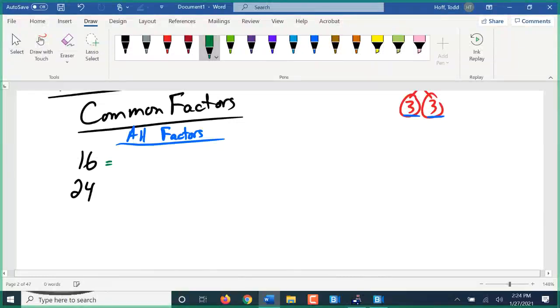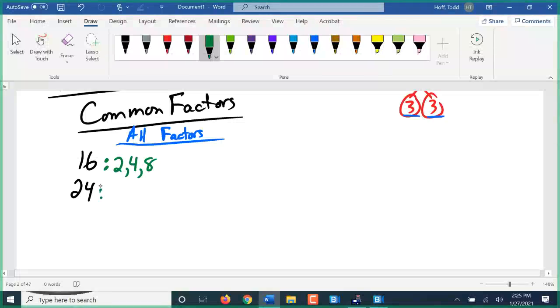Can 16 be divided by 2? Yes. 3? No. 4? Yes. 5? No. 6? No. 7? No. 8? Yes. Now the smallest number that we can divide by for factors is 2. 8 is half of 16, so we really can't go any larger than 8. Anything bigger than 8 is going to cause a fraction or decimal.